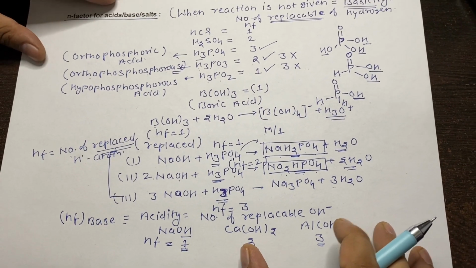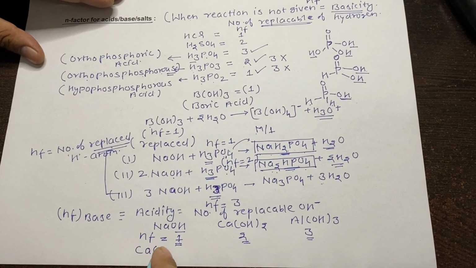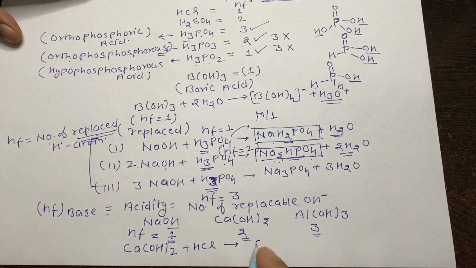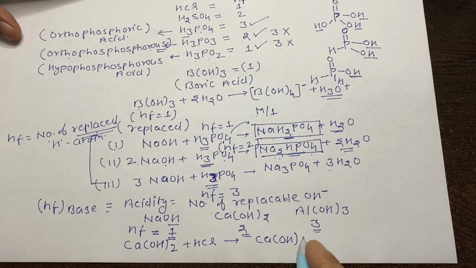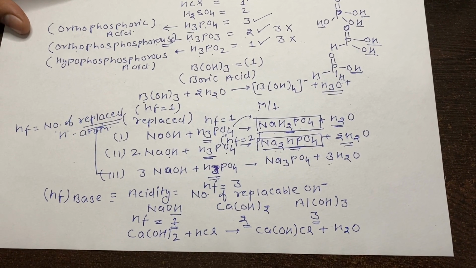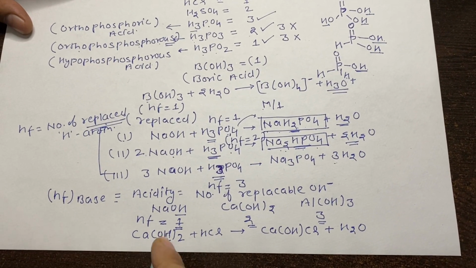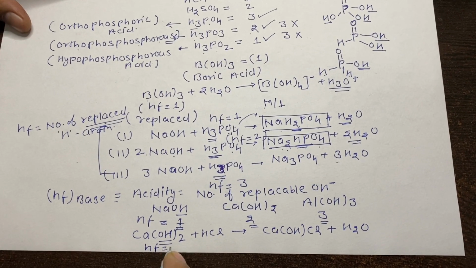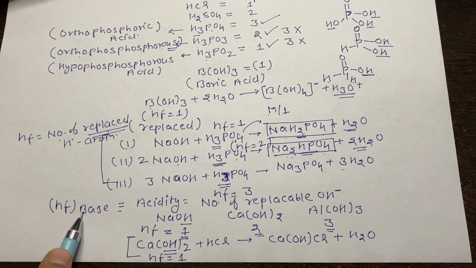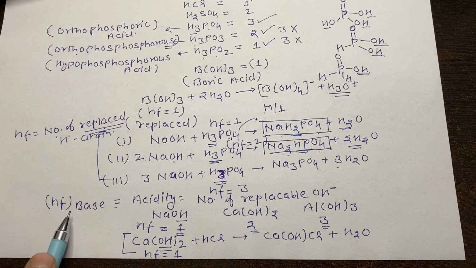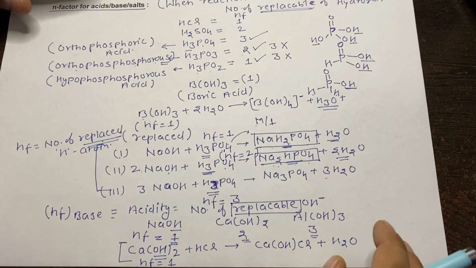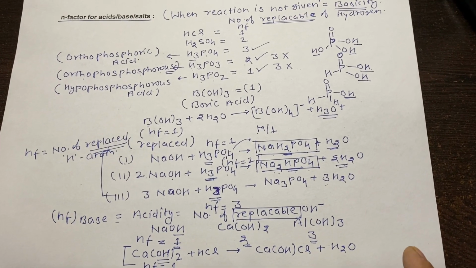One thing more, if the reaction is given, suppose we wish to find the n factor of Ca(OH)2 when it reacts with HCl. So this will form Ca(OH)Cl plus H2O. Definitely the replaced OH is 1. So the n factor of Ca(OH)2 when the reaction is given will be 1. So obviously n factor of base when the reaction is given will be equal to the number of replaced OH minus, and when the reaction is not given we will consider the number of replaceable OH minus.